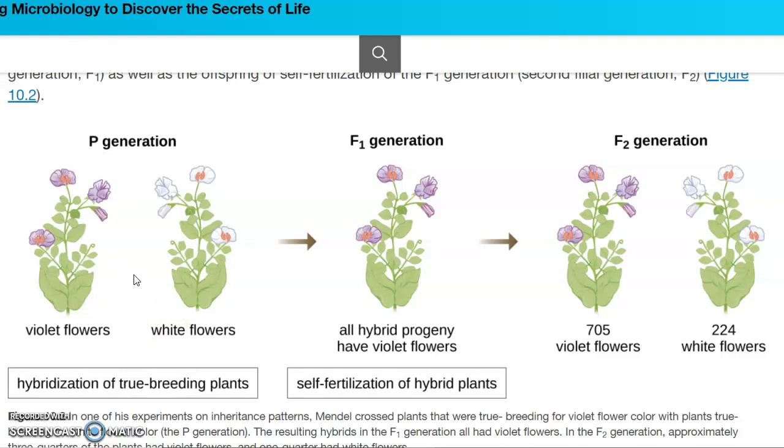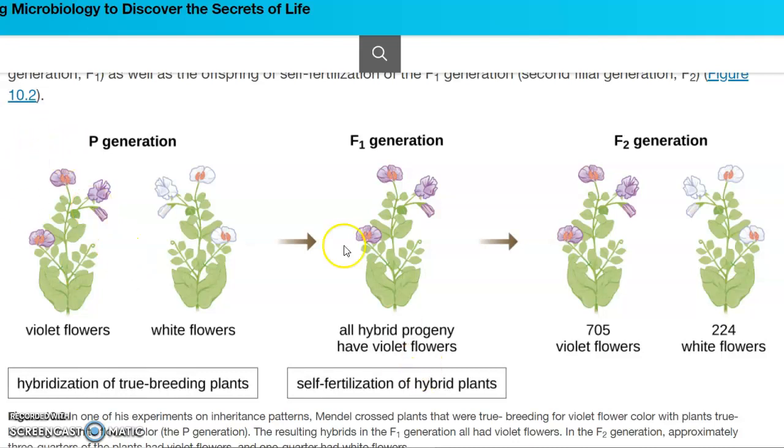And he said, I wonder what's going to happen if I cross them. And so, based on the knowledge of the day, we would expect to get a lavender color. We would expect to get a light purple, a mix between the violet and the white. Or we would get some purple flowers or some white flowers. But what he discovered is in the F1 generation, that first generation, all of the flowers were violet. They were all purple. It was like the white had just disappeared.